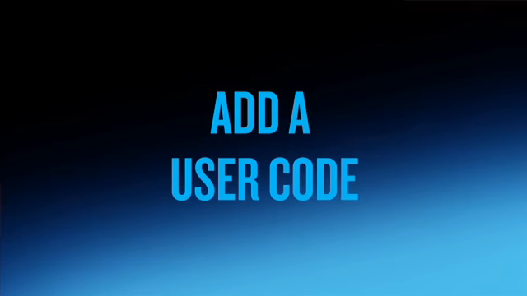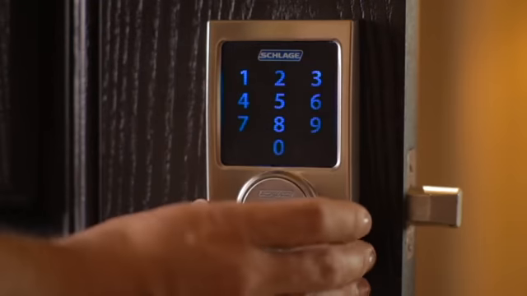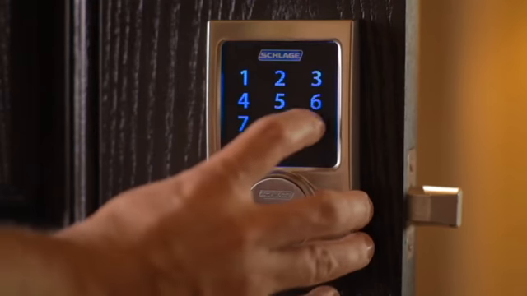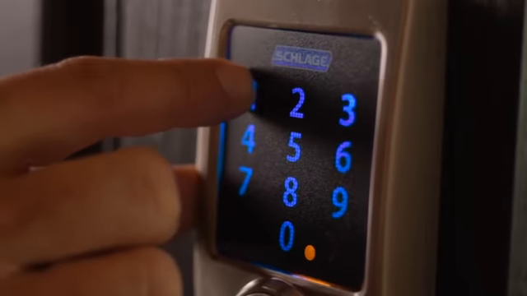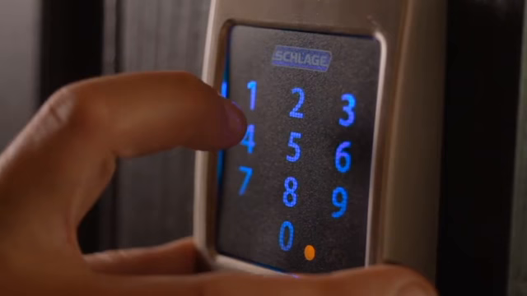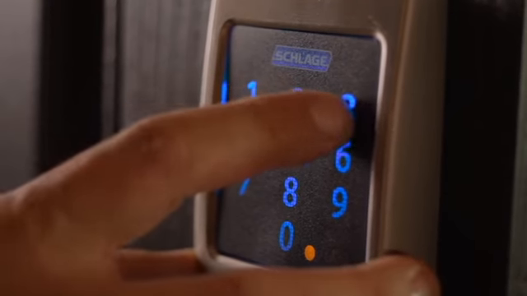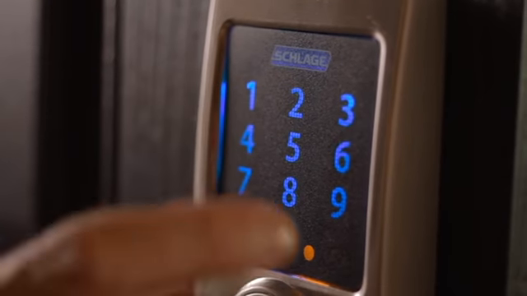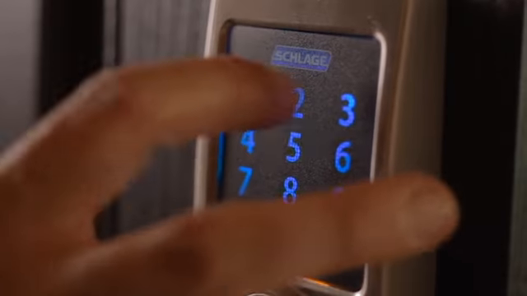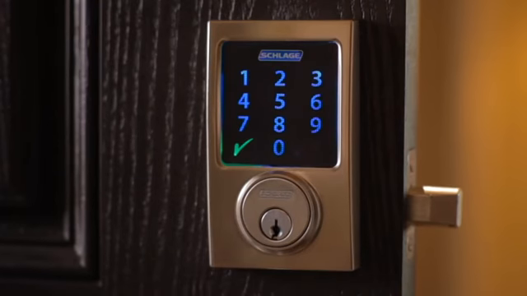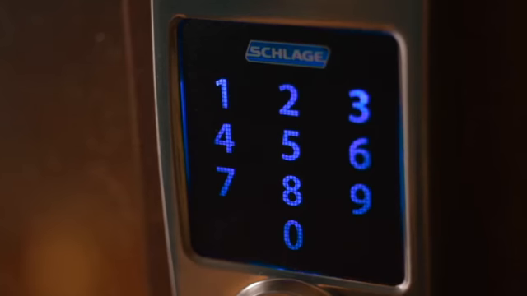To add a user code, press the Schlage button, enter your 6-digit programming code, then press the number 1. Enter your new 4 to 8-digit user code once, then enter it again. The green check mark will blink and beep twice if your programming was successful, and the red X will blink and beep twice if there was an error.